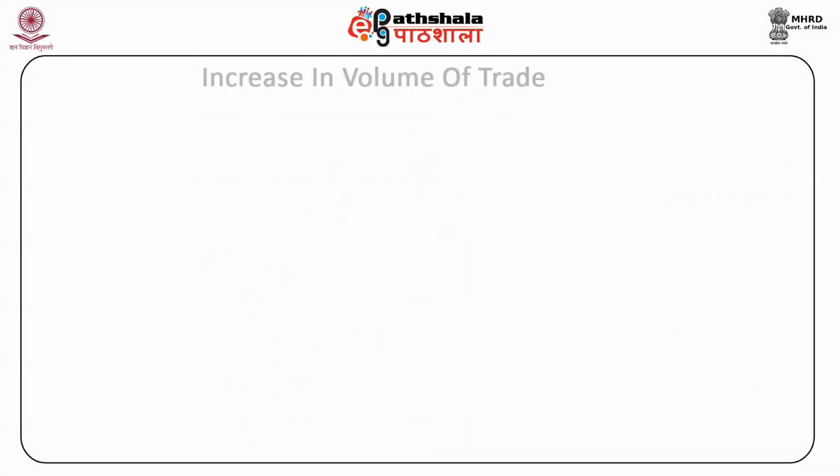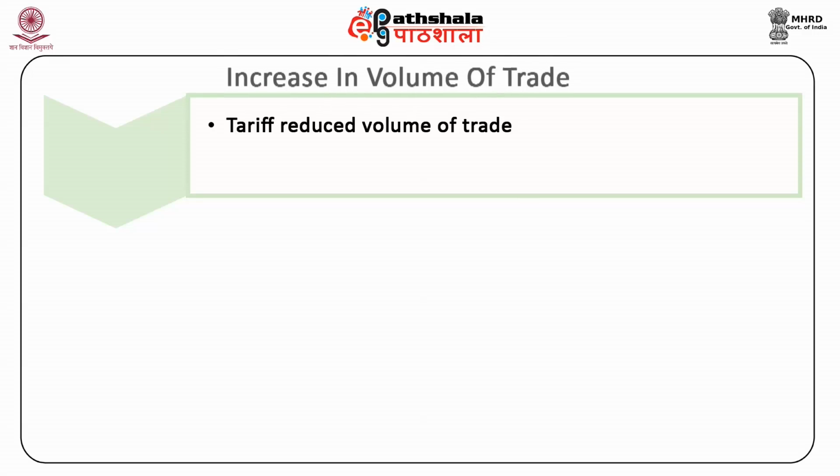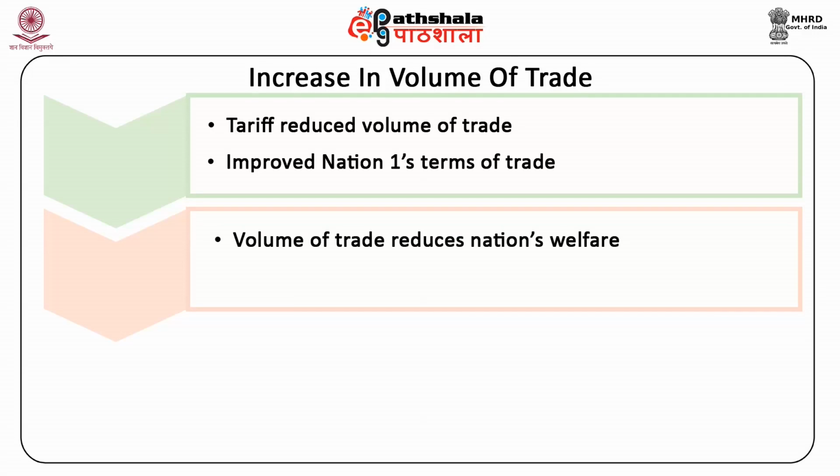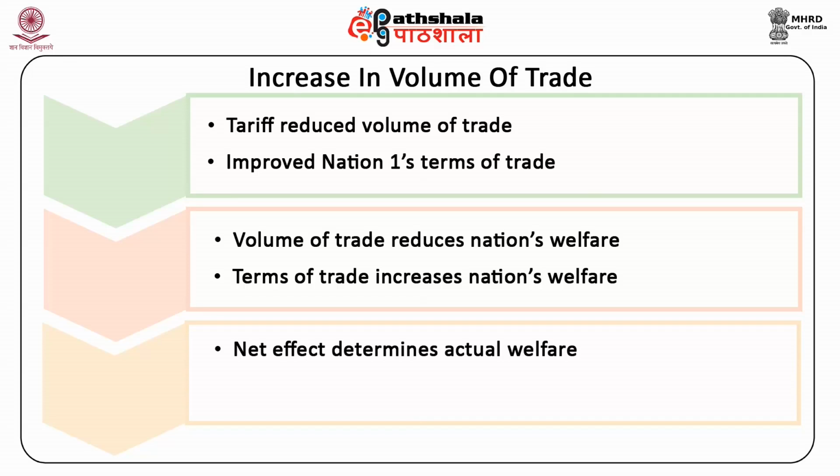Thus, the imposition of the tariff has reduced the volume of trade, but it has improved Nation 1's terms of trade. The reduction in the volume of trade by itself tends to reduce Nation 1's welfare, while the improvement in its terms of trade tends to increase Nation 1's welfare. Whether the nation's welfare actually rises or falls depends on the net effect of these two opposing forces. The optimum tariff is the tariff that maximizes the net benefit resulting from the improvement in the nation's terms of trade against the negative effect resulting from the reduction in the volume of trade.